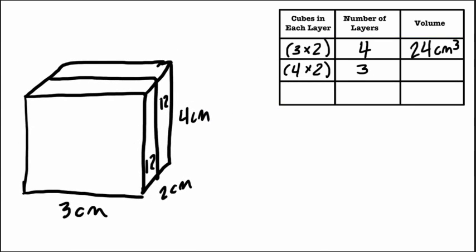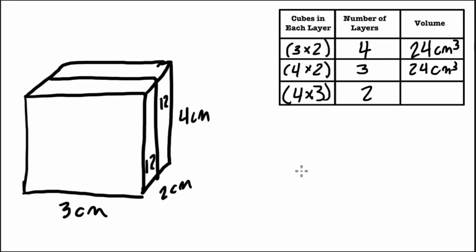And if we included that in our next layers, what are we multiplying? 4 and 3, so 4 times 3. And then we are left with 2 sets of layers. So if you started to notice the pattern, and if we finish these problems, they're all going to give us 24 centimeters cubed because of the commutative property.